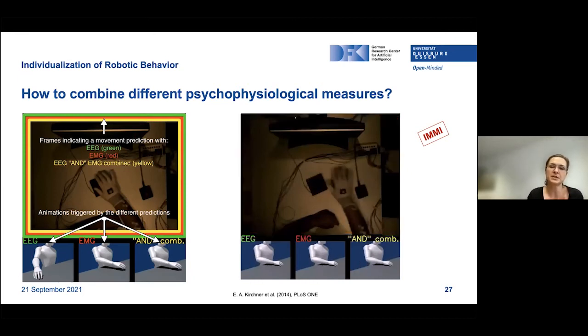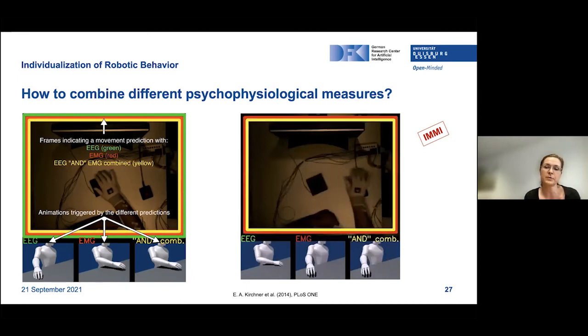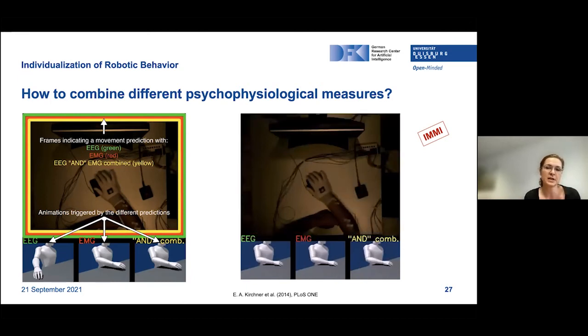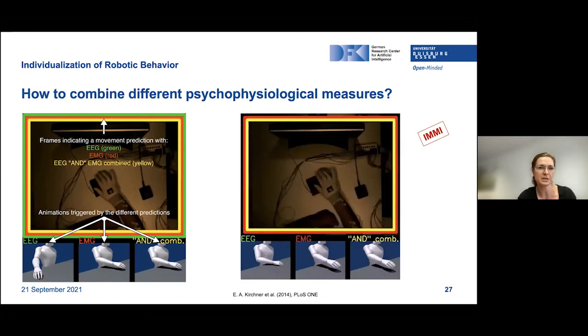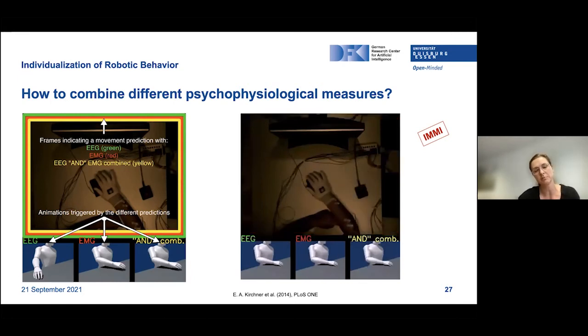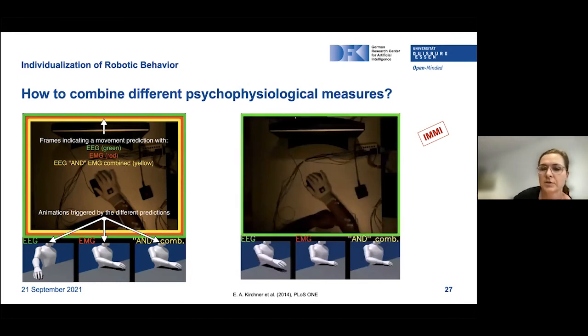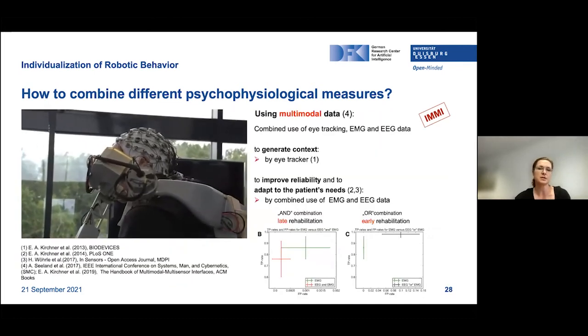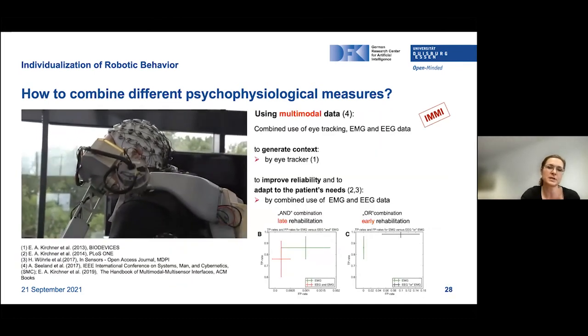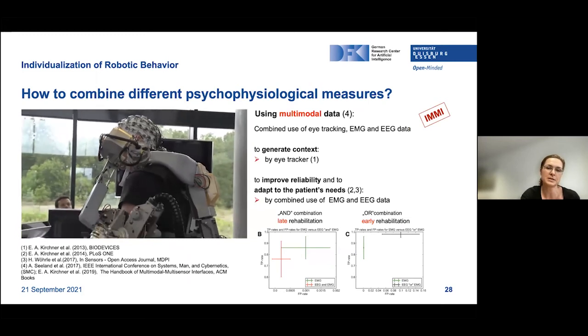In this case, we combine brain activity with muscle activity, because even after stroke, the person has some little muscle activity left in most cases. So you can detect the movement intention in the EEG. And then when there's a little bit of activity in the muscle, you say, okay, now we start the movement. We know already that there's a movement that is planned, and then we only use this trigger to start it. This is one of our older systems, and this is when we tested this the first time.